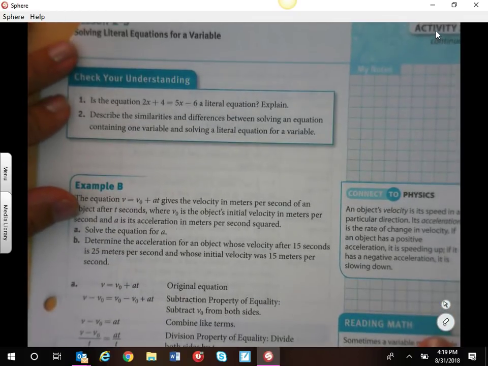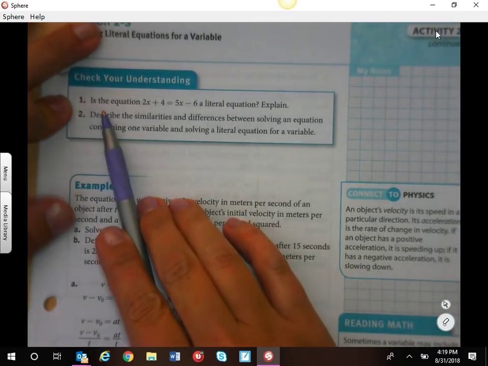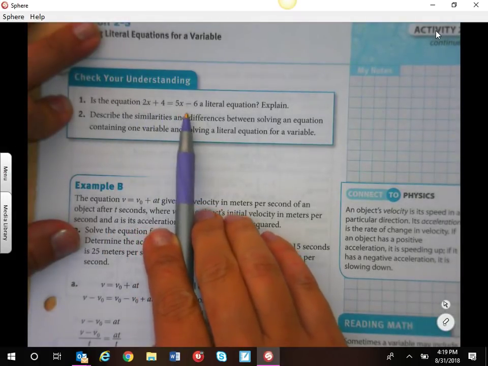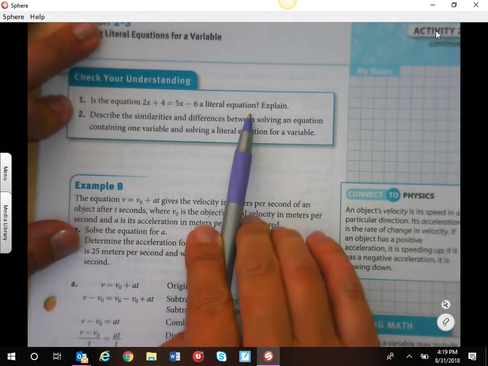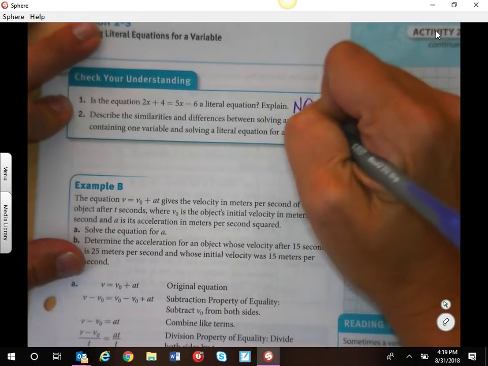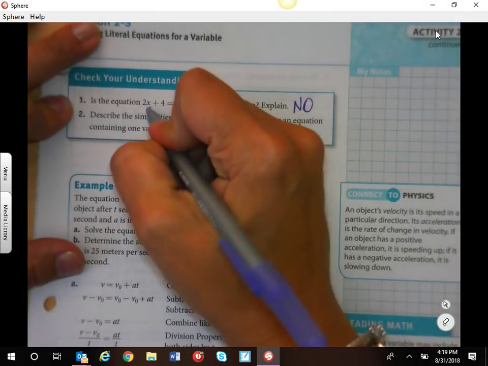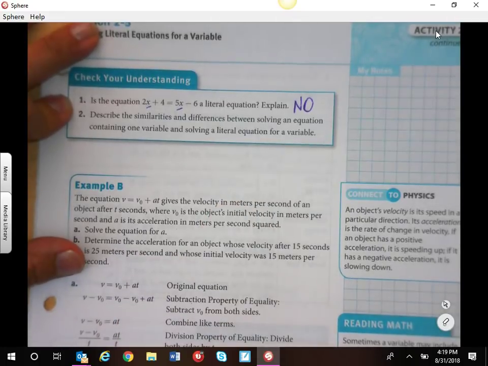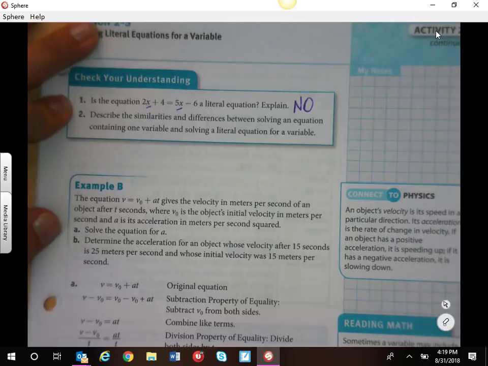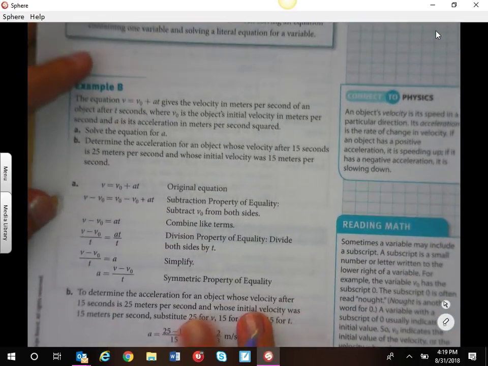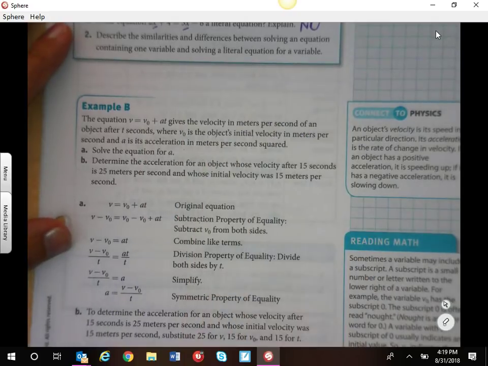just so you can identify, is the equation 2x plus 4 equals 5x minus 6 a literal equation? No. A literal equation is going to have more than one type of variable. So this only has the one variable. We are going to solve them the same way.